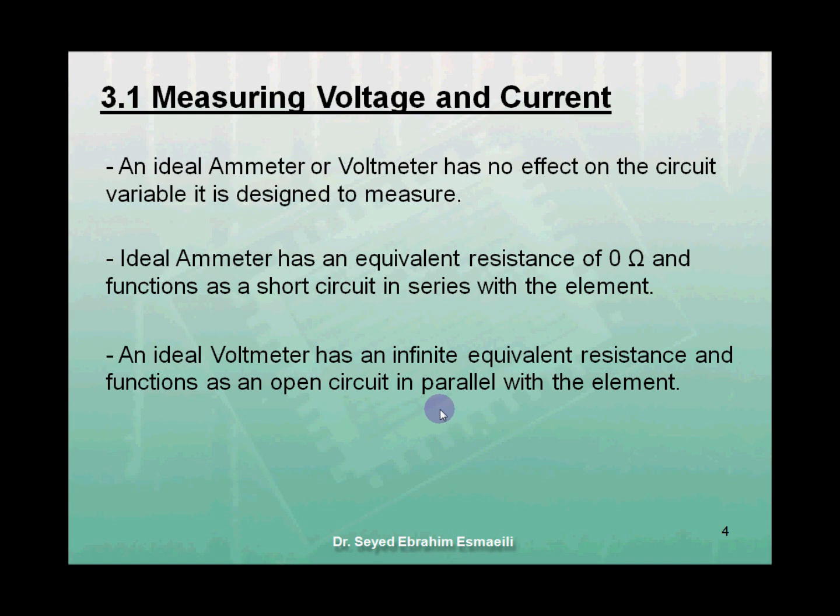An ideal ammeter or voltmeter has no effect on the circuit variable it is designed to measure. That is, an ideal ammeter has an equivalent resistance of 0 ohms and functions as a short circuit in series with the element whose current is being measured. An ideal voltmeter has an infinite equivalent resistance and thus functions as an open circuit in parallel with the element whose voltage is being measured.